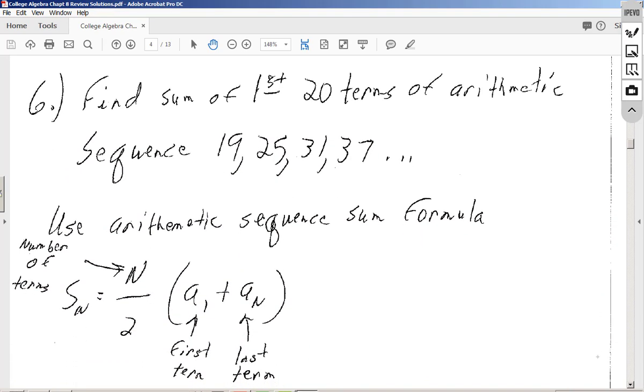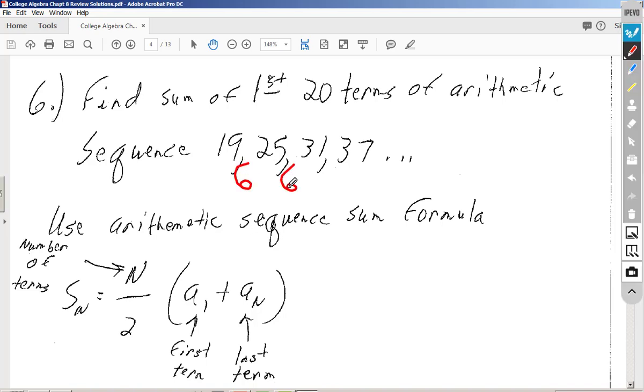Okay, on number 6, it says find the sum of the first 20 terms of the arithmetic sequence. You've got 19, 25, 31, 37. Notice that this sequence is an arithmetic sequence, which means there's a common difference. This sequence is going up by 6s.